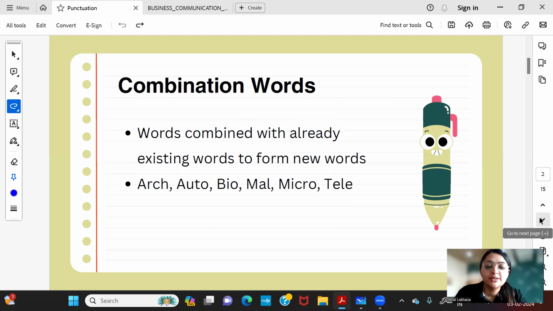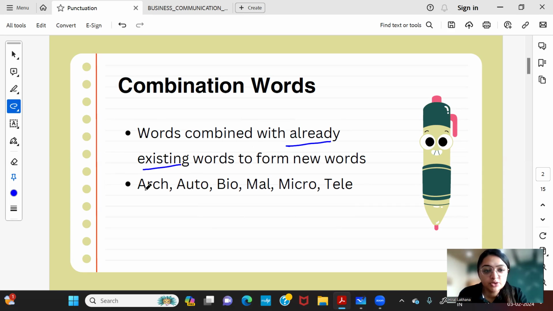To begin with, today's first topic will be combination words. So what exactly are combination words? Combination words are those words which are combined with already existing words in order to form new words. Basically, a combination word is an additional word that is added to a word in the English language that already exists, and the combination of these two will form a new word.